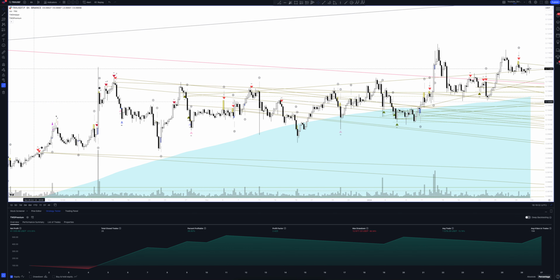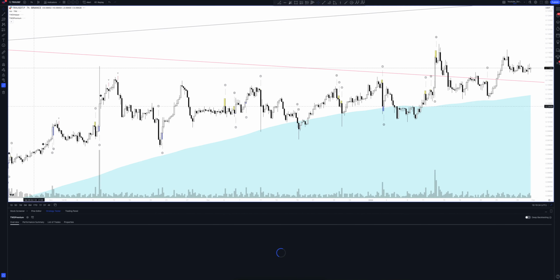And now we will move on to the analysis. And we're moving on to the 6-hour timeframe.